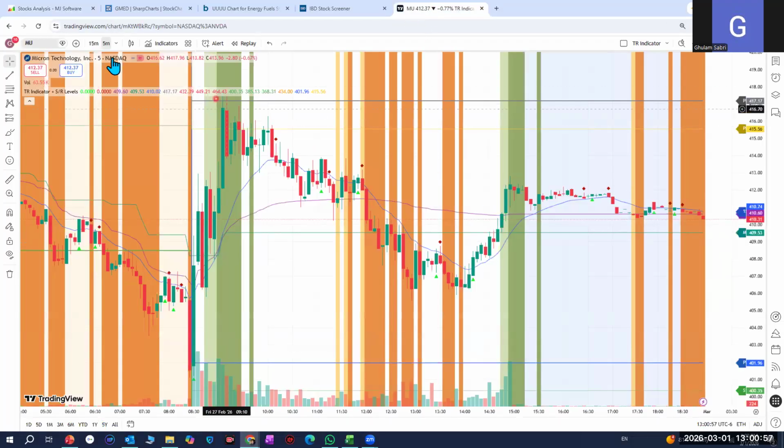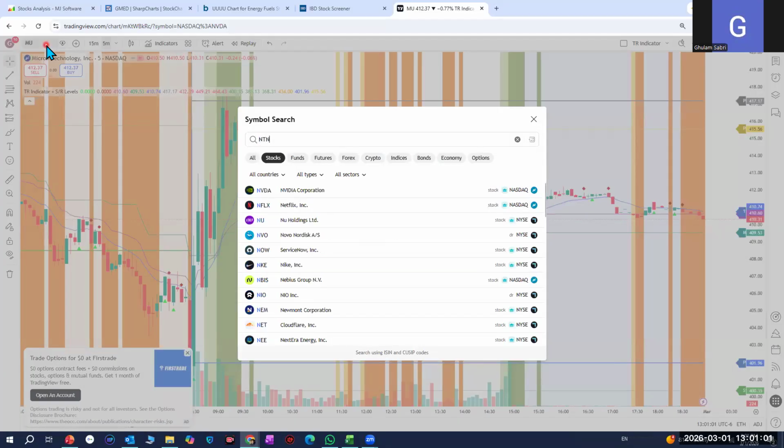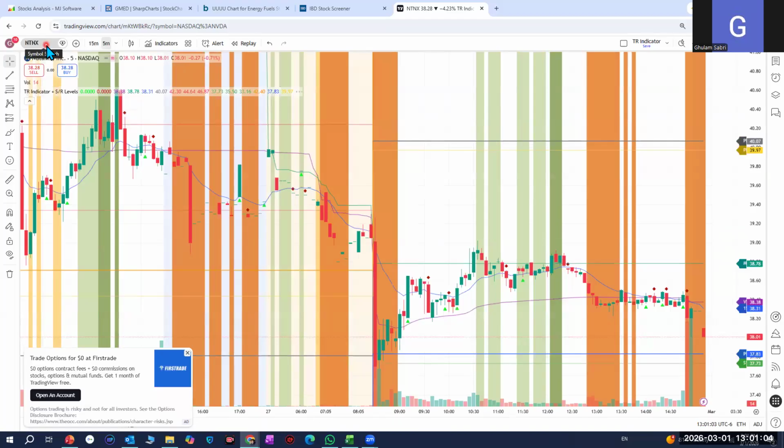This is MU for the same day, and NTNX. So this is an NTNX chart. Market came down. Again, this is a support line. It found support here. You could have waited here, but I would not suggest it because we're already in a strong sell zone. That's why it struggled. You should have waited for when this green diamond appears right here.